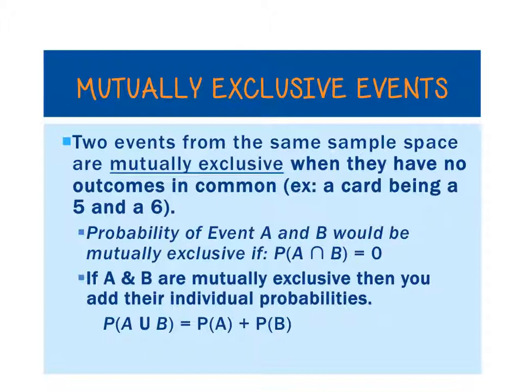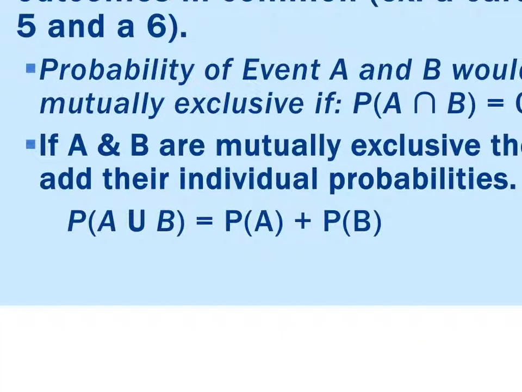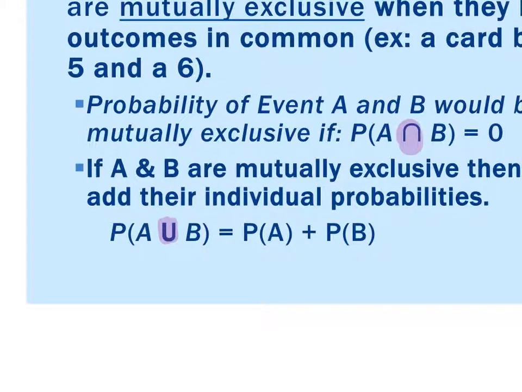The probability of event A and event B, if they are mutually exclusive, would be the probability of their overlap, which wouldn't exist. So if I said, what's the probability of getting a 5 and a 6 from your deck? It's not possible if you picked one card. But if A and B are mutually exclusive, where they are separate, then you add their individual probabilities. So these little symbols, this U means or, A or B, and this other little symbol means intersection, where they overlap.